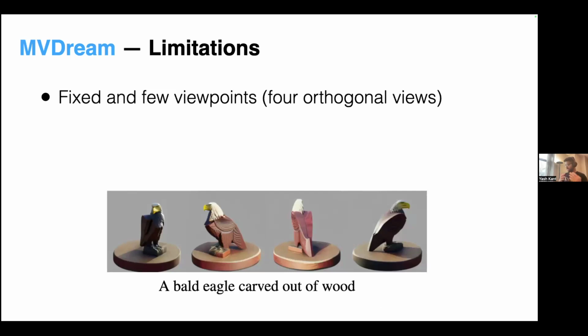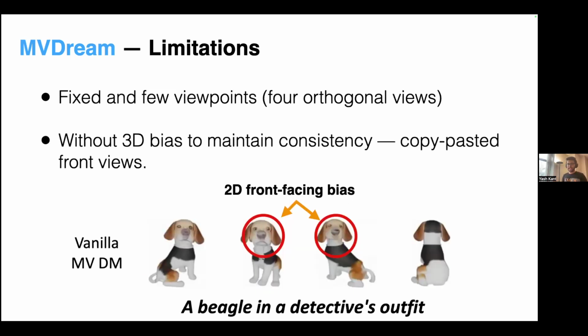Now, MVDream works well. It actually generates pretty good views, but it has some other limitations. It cannot generate more than 4 viewpoints. It has these fixed 4 orthogonal views. And it does not have any inherent 3D bias to maintain consistency. This happens because we just repurposed the self-attention that was trained to look at only one view in Stable Diffusion, and we extended it to 4 different views.